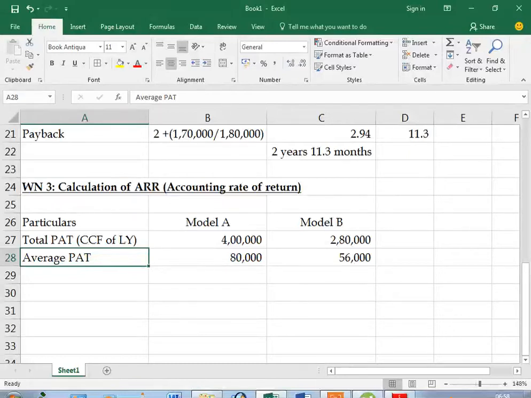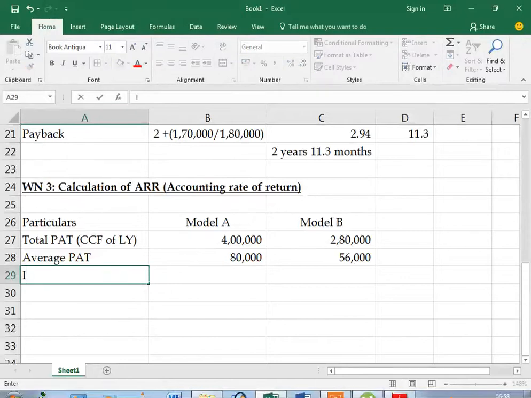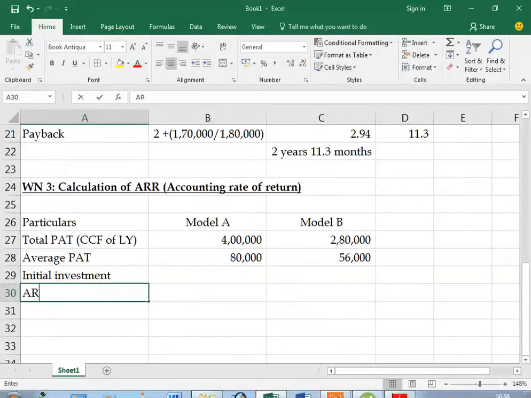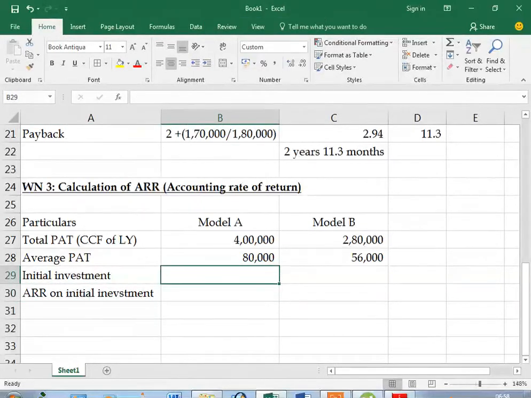Clear? Okay. Now please listen. Then you have to listen for some time. Initial investment, ARR on initial investment. I'll explain the formula. Just listen for some time. Can you tell me what is the initial investment we have made for project A?